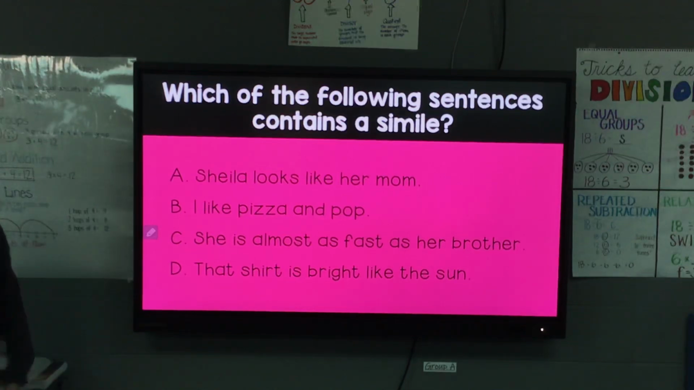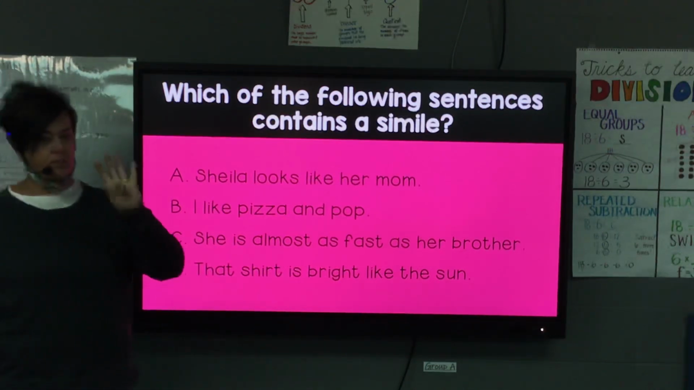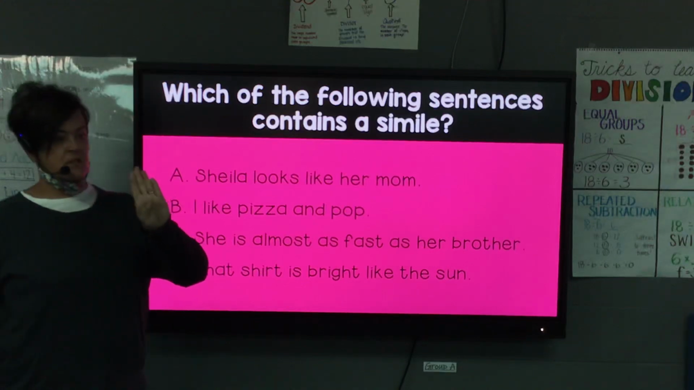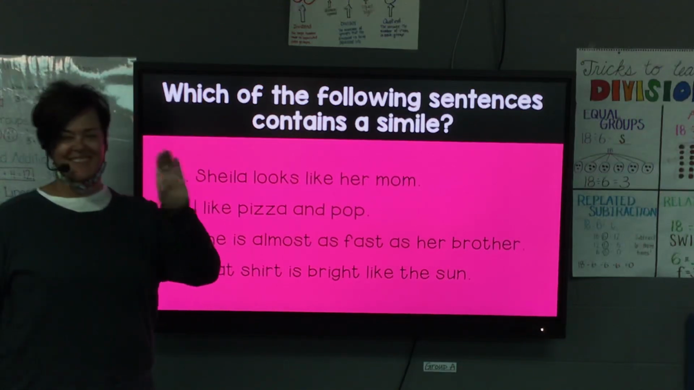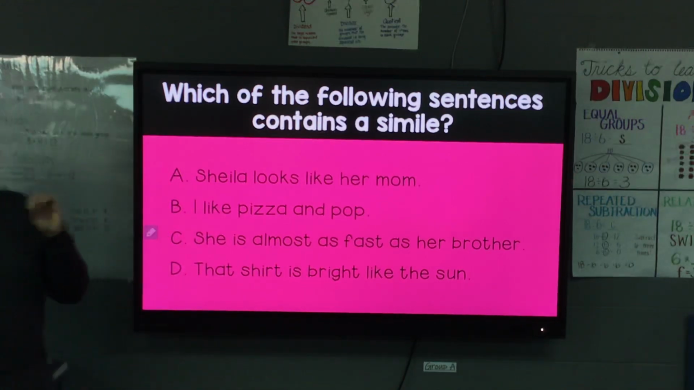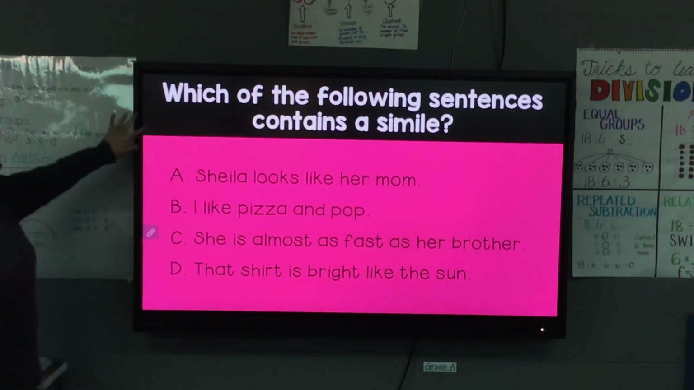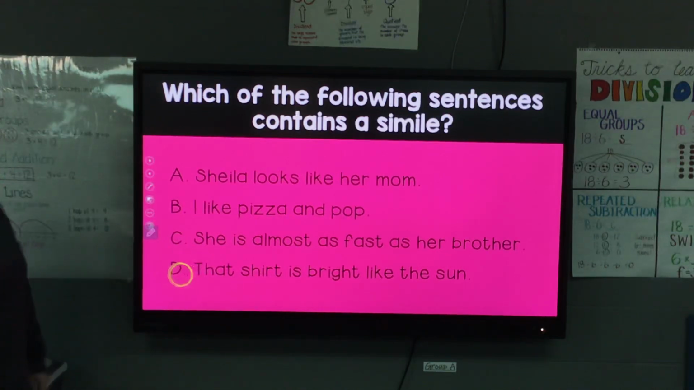Do you think you know the one that's a true simile? A, B, C, or D? Seeing some different answers. Let's see what it is and then we'll talk about it.